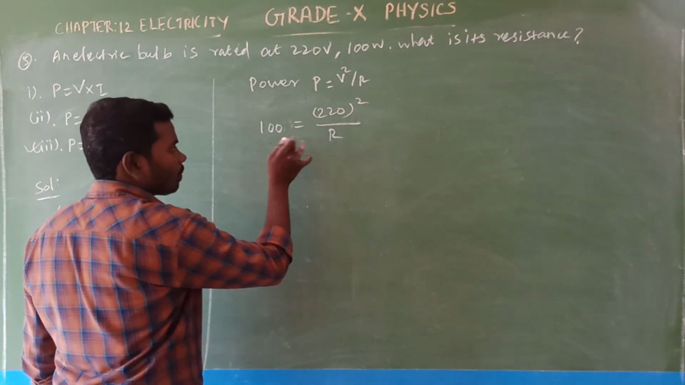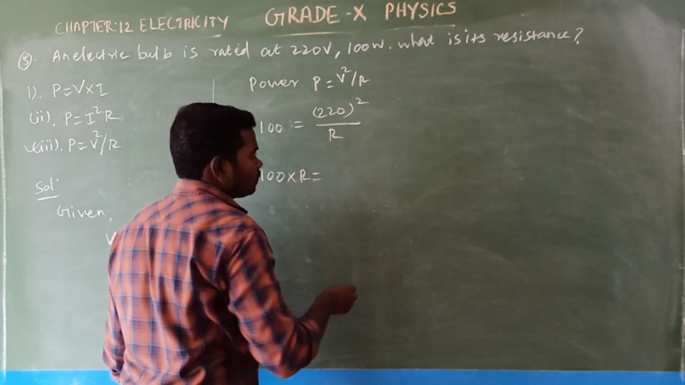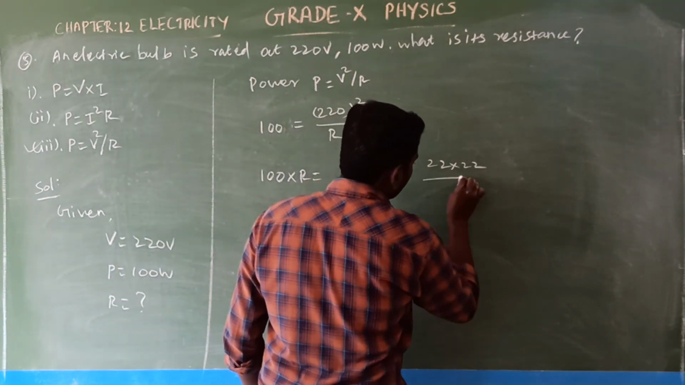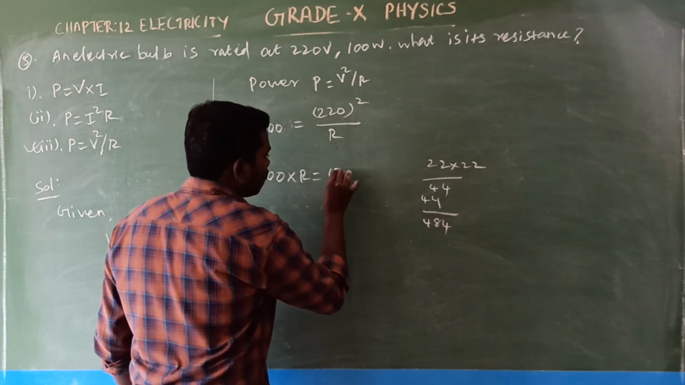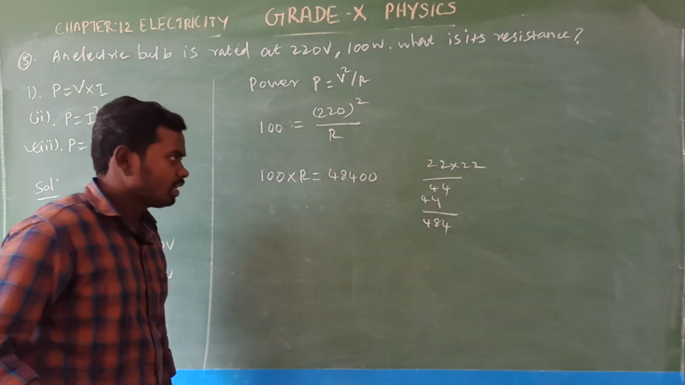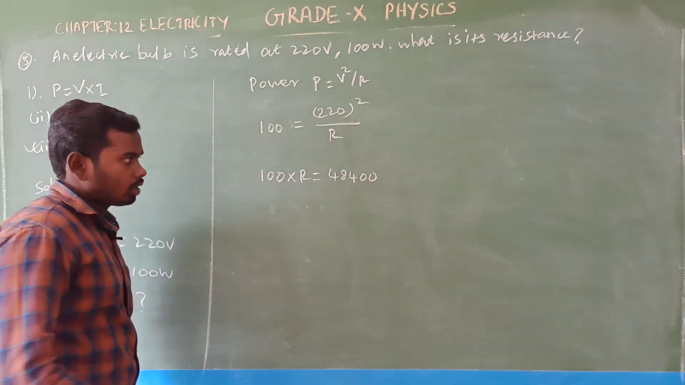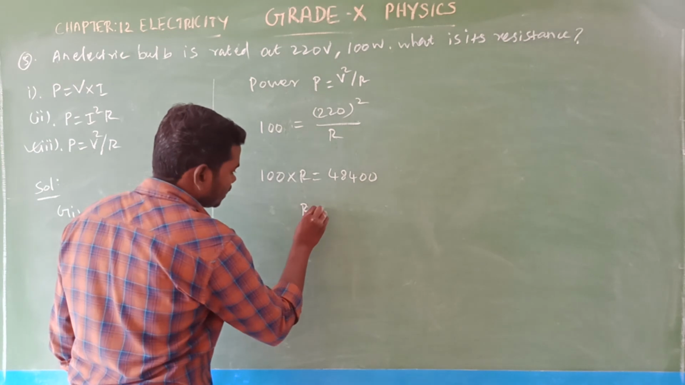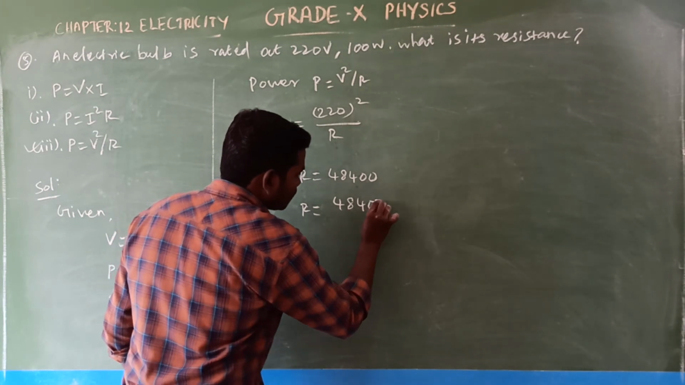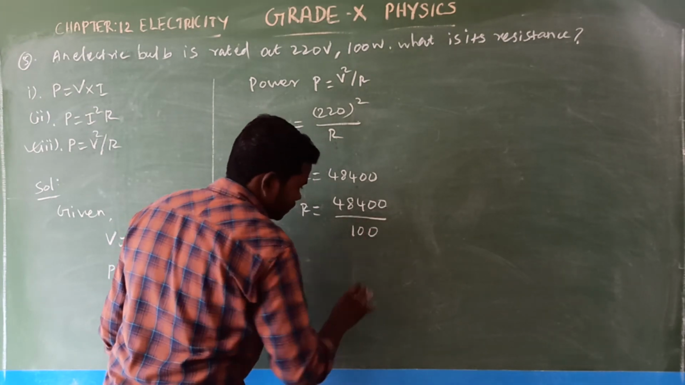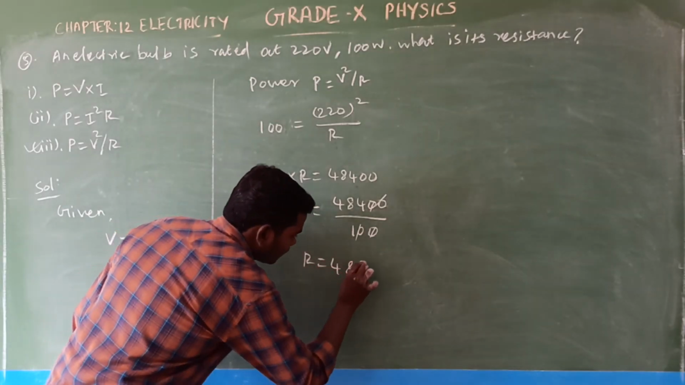So when this term comes, this division changes into multiplication, so we can get 100 into R, which is equal to, what is the value? 22 into 22, 484, which means 48,400. So we need to calculate R value. So R is equal to, when this term goes that side, this multiplication changes into division, so we can get 48400 divided by 100. So 00 cancel, remaining R is equal to 484 ohm.